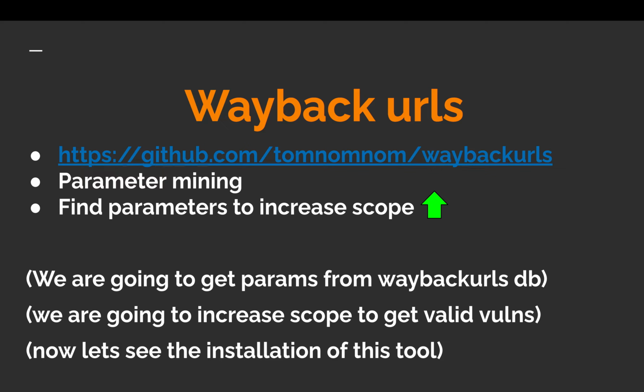So we are going to use waybackurls, which is developed by tomnomnom, a very useful tool. This tool is used for parameter mining, which is basically collection of parameters from the Wayback Archive crawl data. As we already know, finding parameters is an important step to increase the scope for your hunting process. So we are going to get the parameters from the Wayback URLs database and increase our scope to get valid vulnerabilities. Now let's quickly see the installation of this tool.